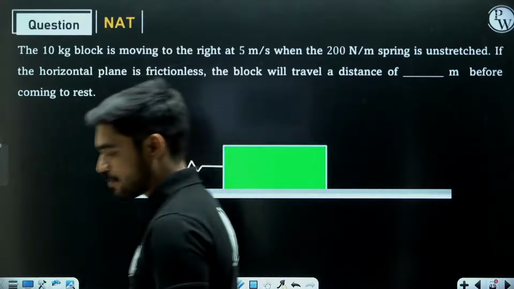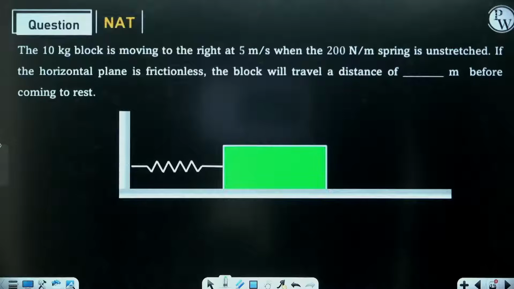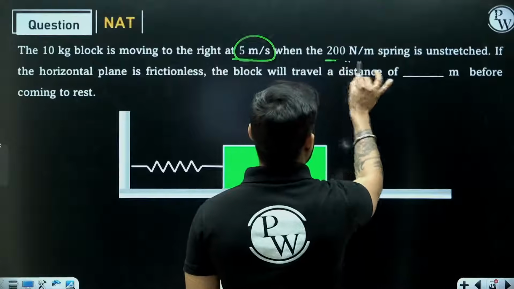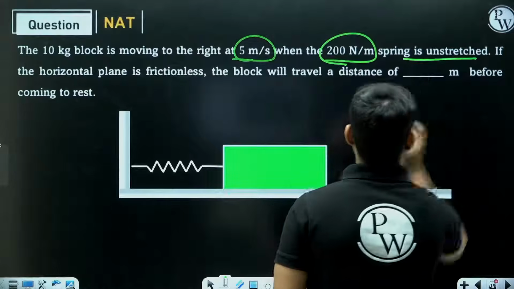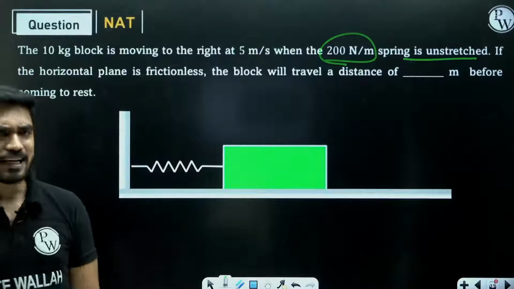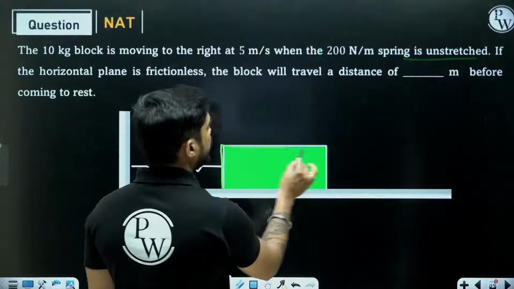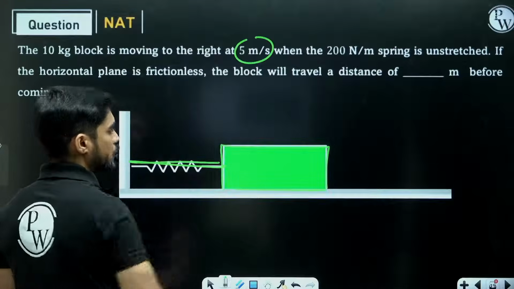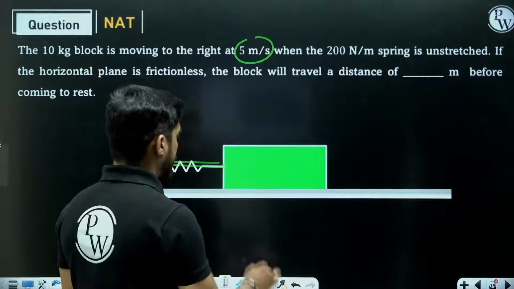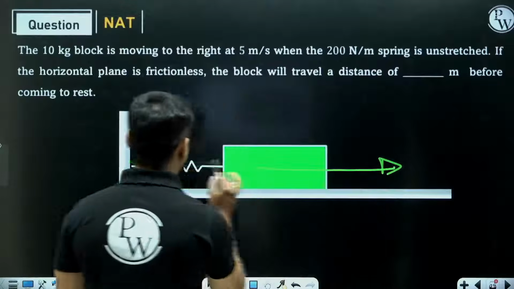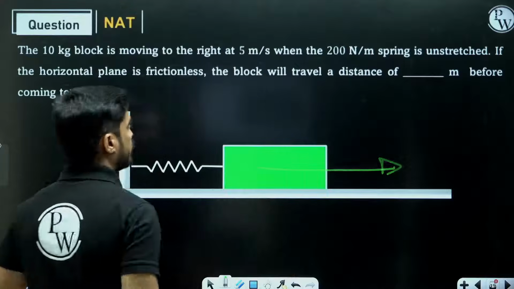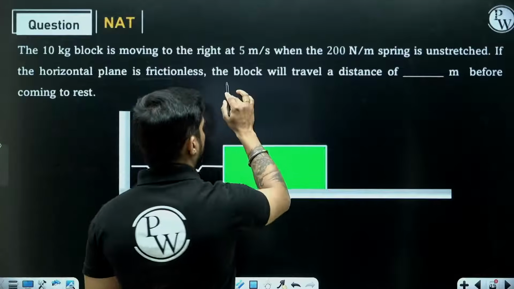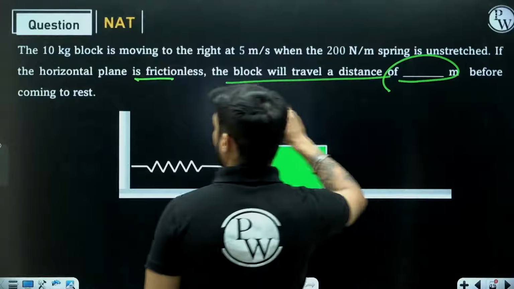Now this is an interesting question. The 10 kg block is moving to the right at 5 meter per second when the 200 Newton per meter spring is unstretched. Means right now this block is moving at 5 meter per second and the spring is unstretched. Now what will happen? As this block starts moving, the spring will start deforming. If the horizontal plane is frictionless, the block will travel a distance of how many meter before coming to rest?